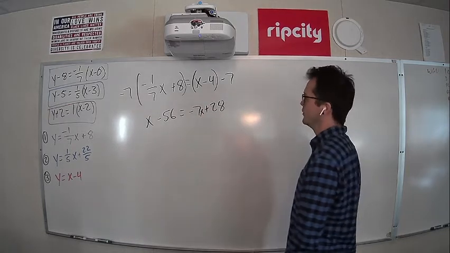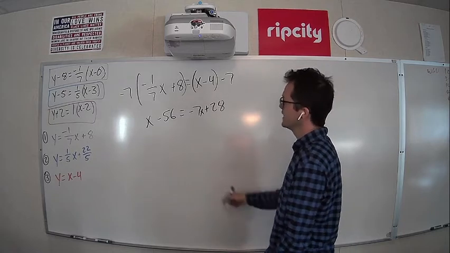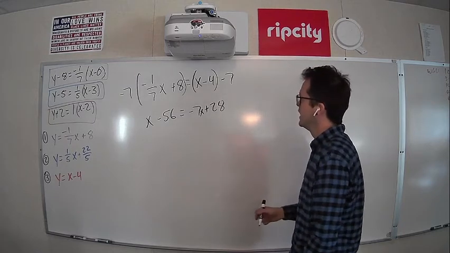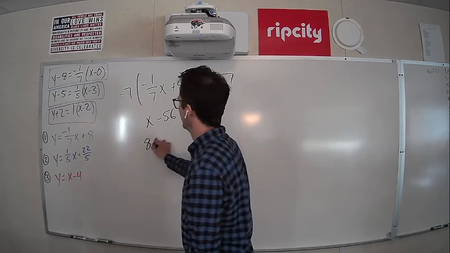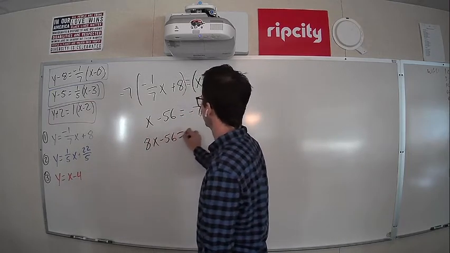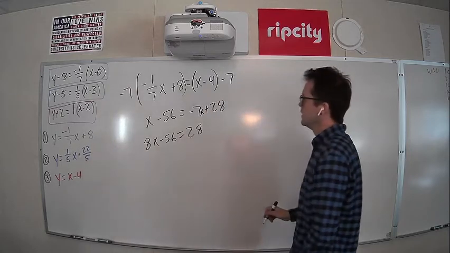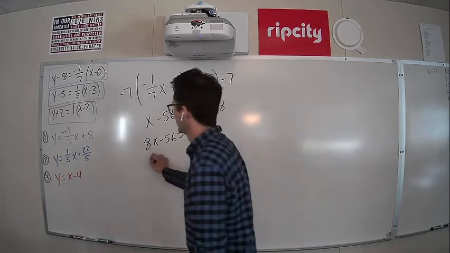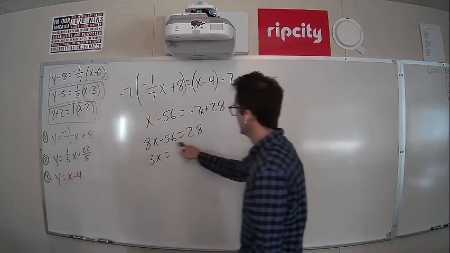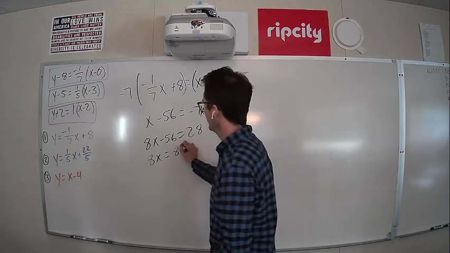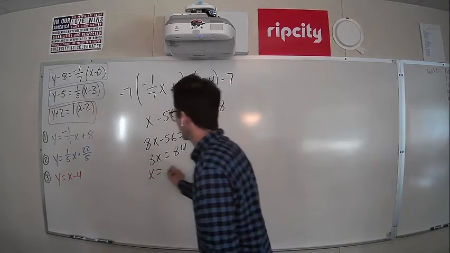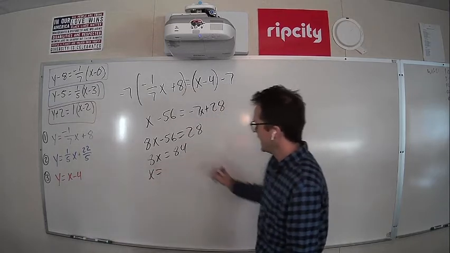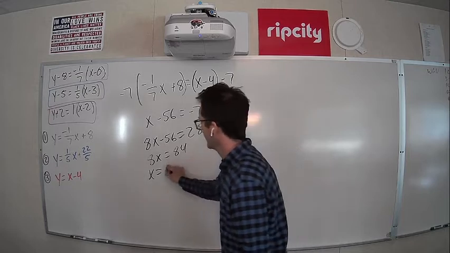So now we just need to add 7x to both sides, add 56 to both sides, and do a little division. So if I add 7x to both sides, I have 8x minus 56 equals 28. Now add 56 to both sides, 8x equals 84, I believe. Now we just divide both sides by 8, and we learn that x equals, 8 goes into 80 10 times, and so it's going to be 10.5.